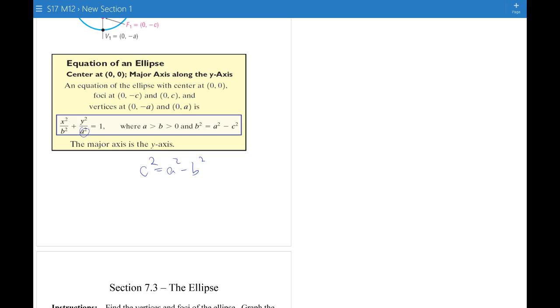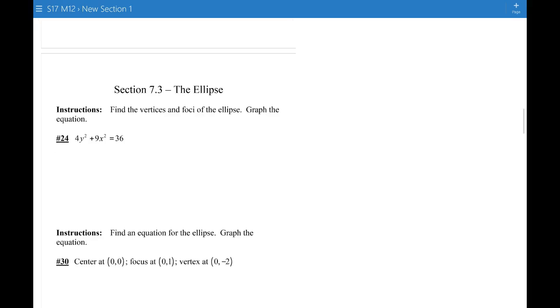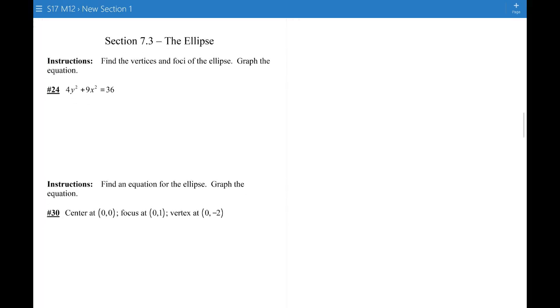The points the farthest away from the center are the vertices. The difference in the denominators gives you the square of the distance from the center to the focus. Okay, so here's one where it's not quite in standard form yet. The equals 1 part is essential. So we need to divide both sides of this equation by 36 before we can even get started. So I'm going to have y squared over 9 plus x squared over 4 equals 1.